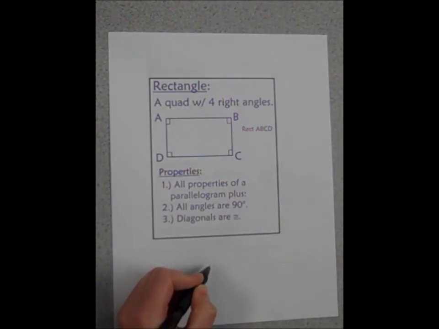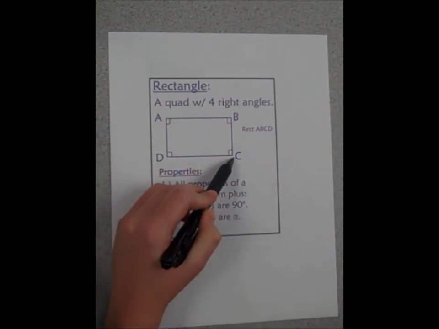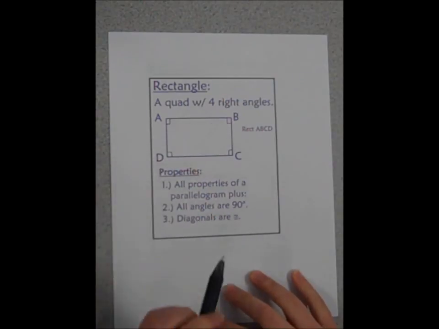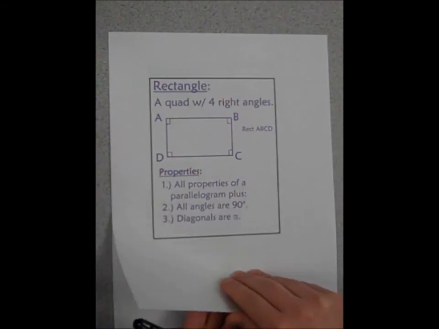Okay. And in this time, the diagonals, in addition to bisecting each other, they're also going to be congruent. So however long it is from A to C will also be that long from B to D. Okay, pause right here and fill in the rest of rectangles if you're not ready to move on yet.